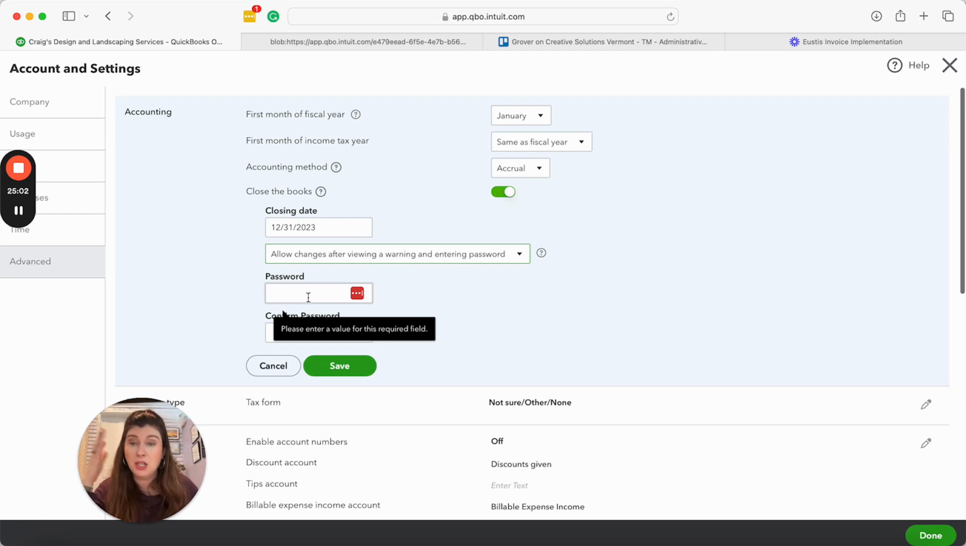Then they can't make any changes, because nobody should be making changes into 2023 in 2024 unless the accountant comes back with adjusting journal entries, which they will if you have assets, because you'll be depreciating them. Then you will need the password to enter in those journal entries, and then you're good, you're done. And that's it in the most simplest way possible, how to get ready to close out your books for taxes.